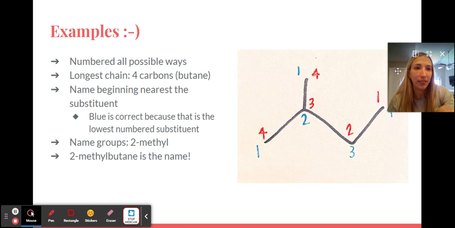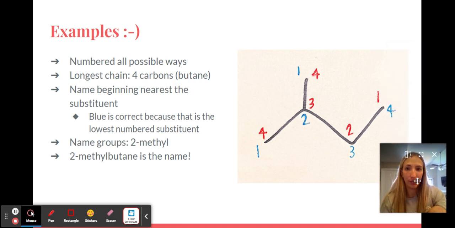And then a few examples I put in here. So this is our first one. First thing I did was number it both directions. So 1, 2, 3, 4 with blue. You also could have done it from here, 1, 2, 3, 4. And then numbering the other direction, 1, 2, 3, 4, with red.